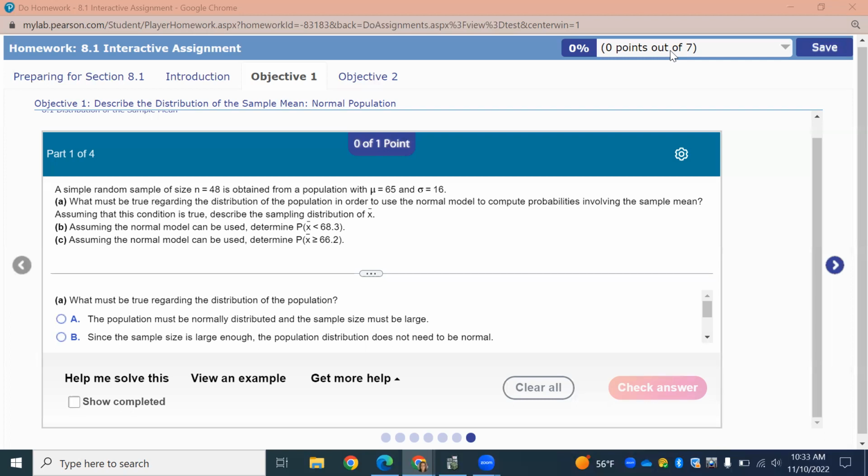So a simple random sample of size n equals 48 is obtained from a population with a mean of 65 and a standard deviation of 16. They're giving us a lot of information here. First of all, there's a sample of size 48. We don't really know what these numbers mean yet, but the mean is 65, and the standard deviation for the population is 16. That's for the whole population, but we are specifically talking about a sample of size 48, which is different.